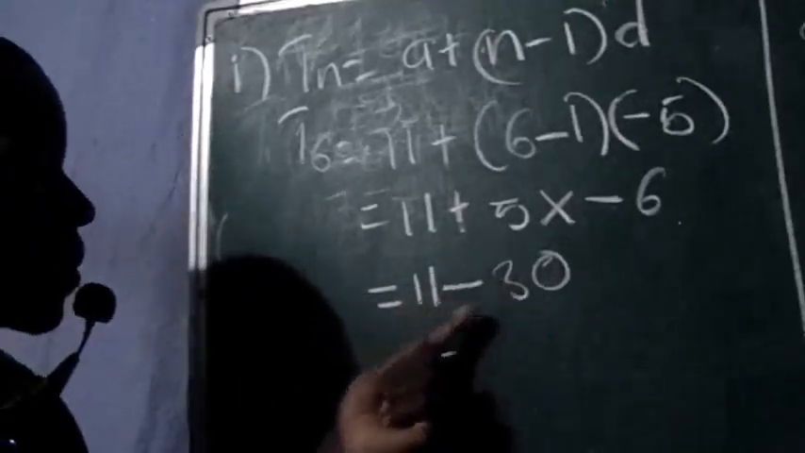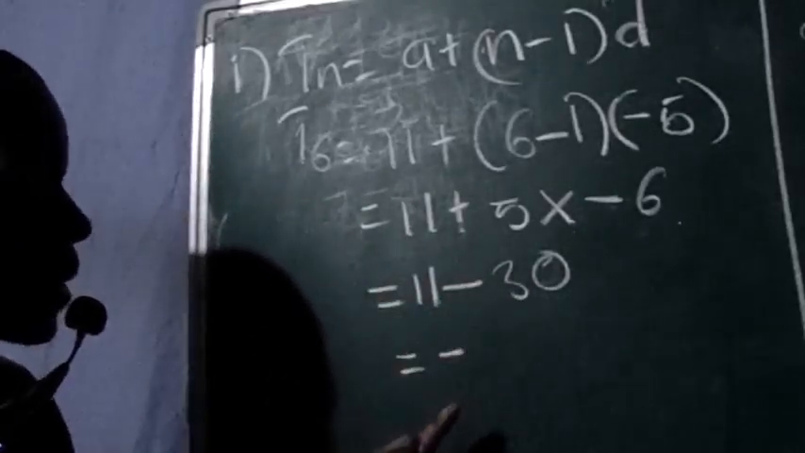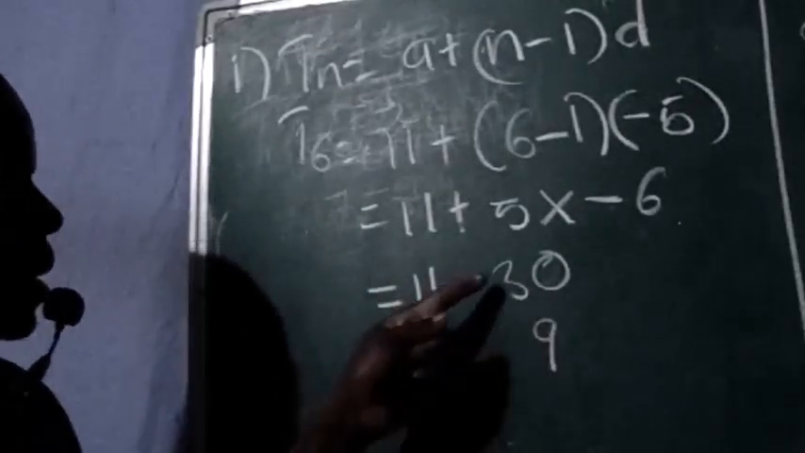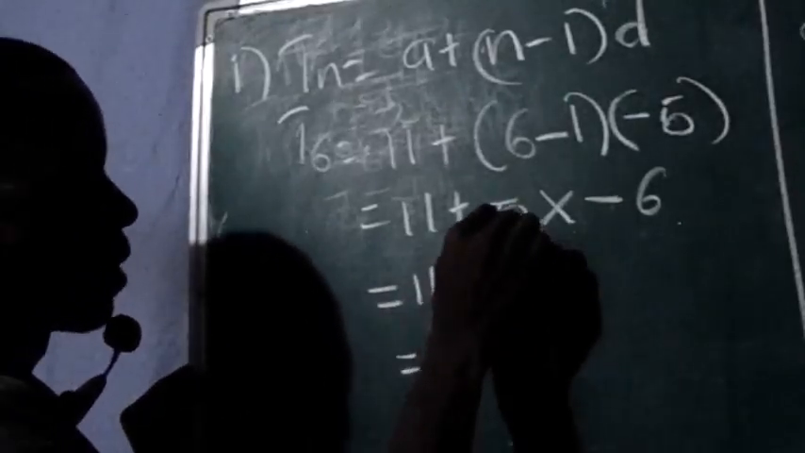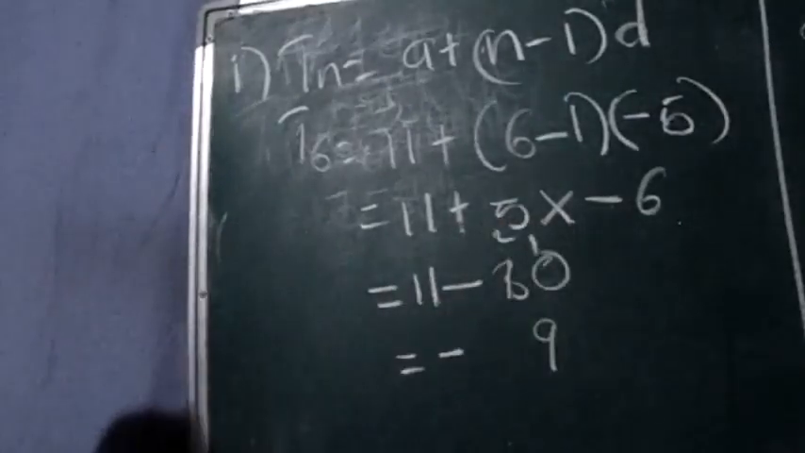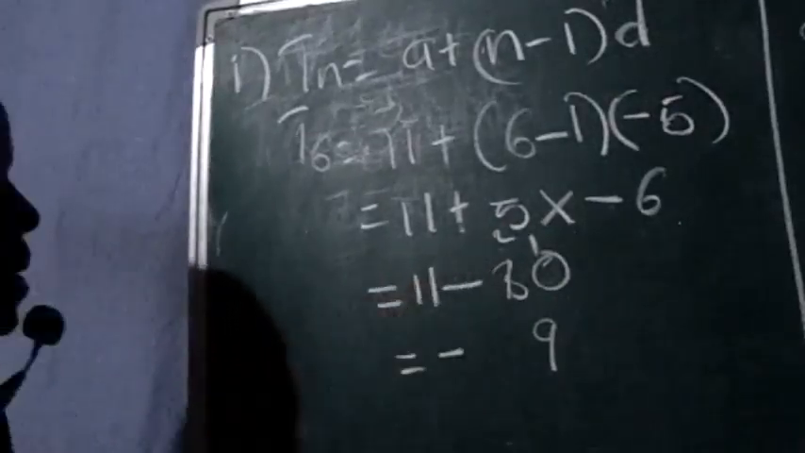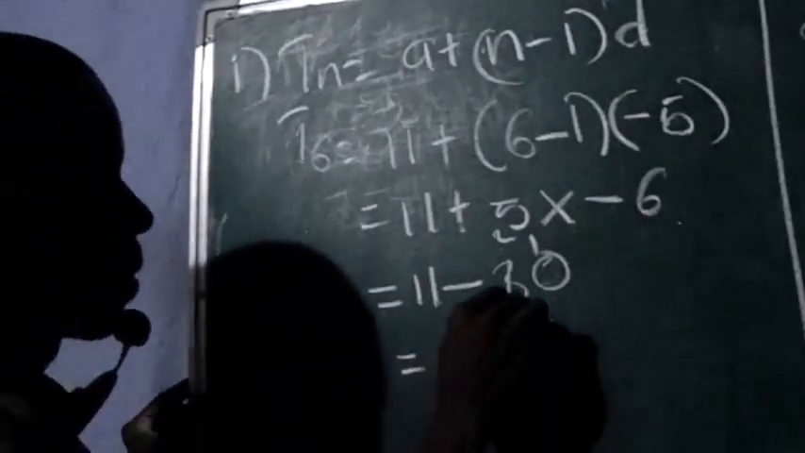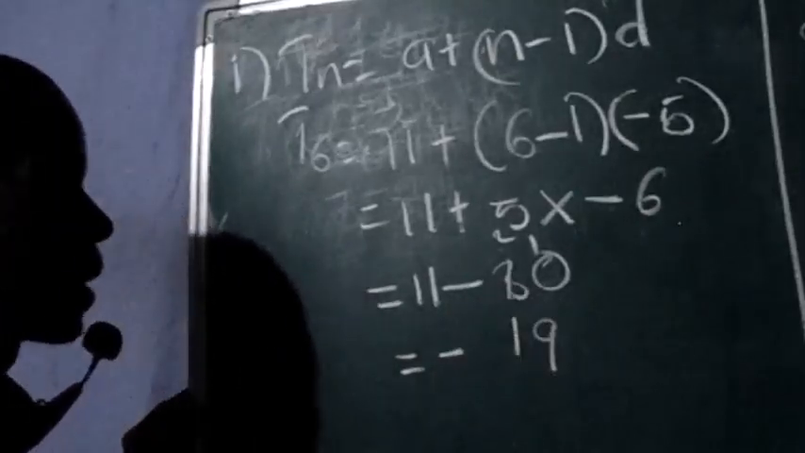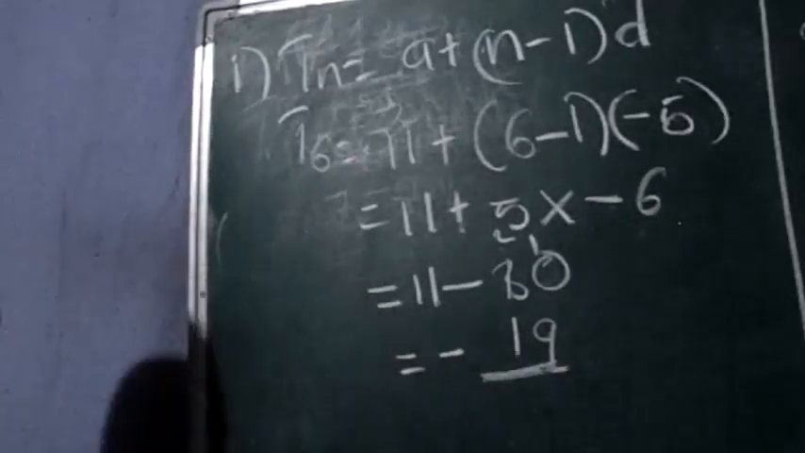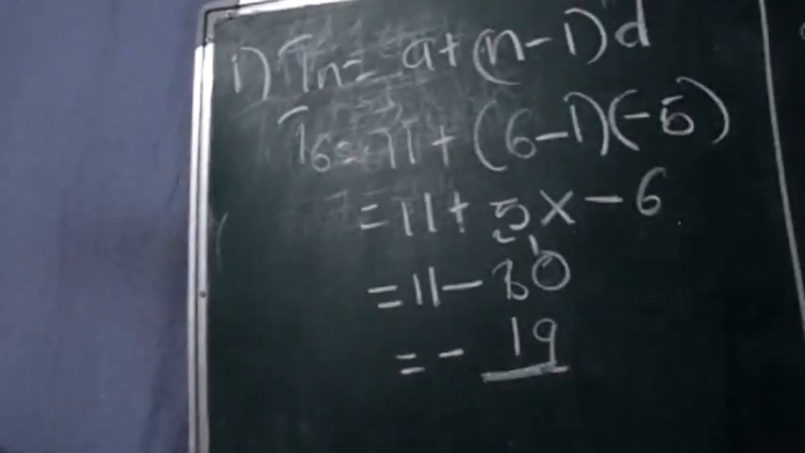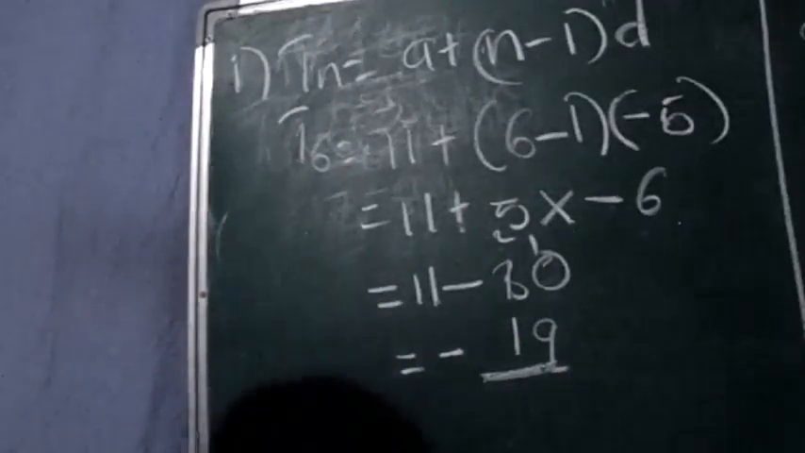If we remove 1 from 10, we remain with 9. And here, if we remove 1 from 2, because we are borrowing, we remain with 1 here, then we put 1 there, it makes a 10. Now 10 minus 1 is 9, and 2 minus 1 is 1. So we have 19. This is our final answer. So our 6th term is -19. That's how you subtract. You always get the sign from the bigger number.